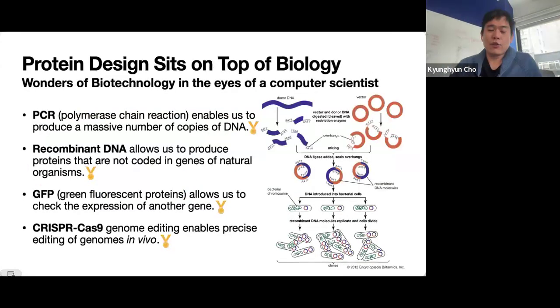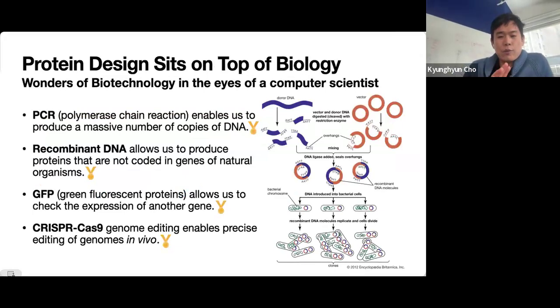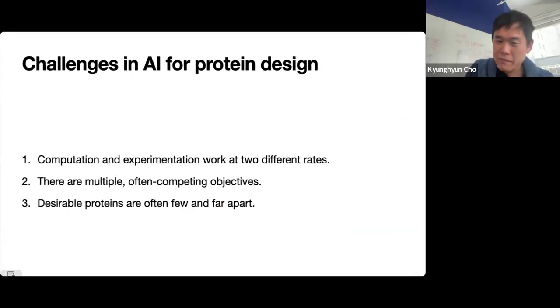And then, in addition to this idea of directed evolution, there are so many wonders of biology as well as of biotechnology on top of which protein design sits. Because I'm not a biologist, I'm not going to go into any of those details, nor am I qualified to talk about it too much, but I just wanted to list a few ideas that are just amazing from my perspective, and a few ideas that we actually use directly every day in order to perform protein design. These include PCR, recombinant DNA, GFP, as well as CRISPR-Cas9. And unsurprisingly, all of these have been the reason why Nobel Prizes were given out during the past several decades. Now, biotechnology works amazingly well.